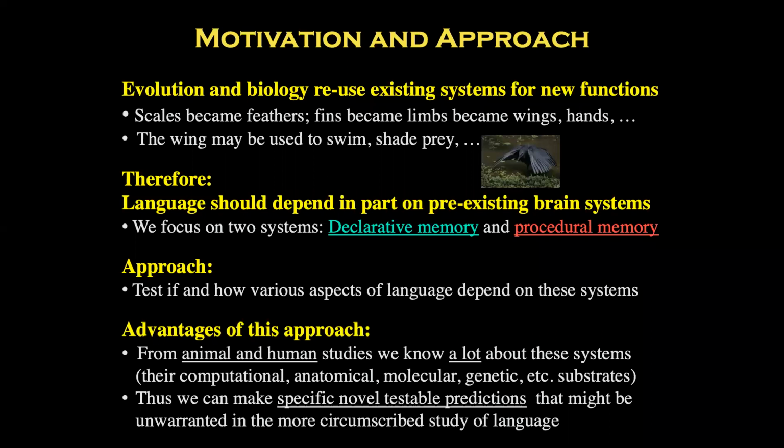Thus, based on this independent knowledge of the two learning memory systems, we can make specific, novel and testable predictions about language, as I said, that may be unwarranted in a more limited study of language. So it's a very powerful approach. So for example, how did we discover genes for language? Well, largely serendipitously, right? Based on disorders or GWAS studies or something like that. Well, here we have predictions. We know that APOE or BDNF, which some people talked about, and so on, play particular roles in one or the other memory systems, so they should play roles of a particular sort in language. It's an extremely powerful approach.